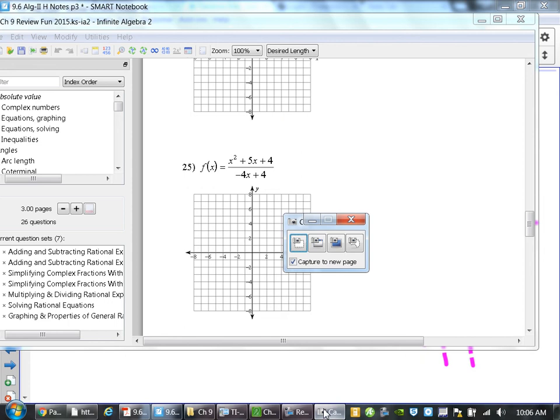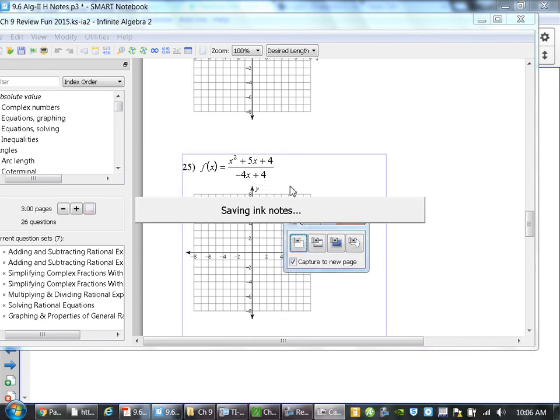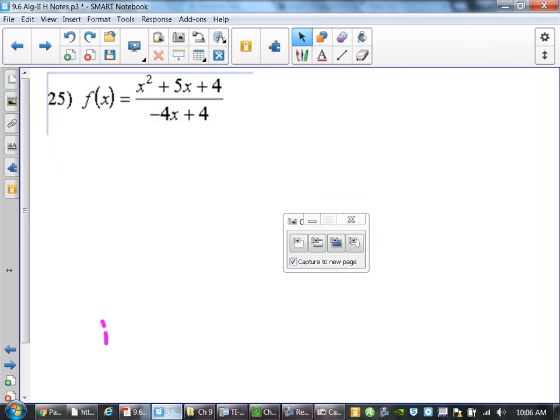Here, we'll look at this one. This one's got a slant. Slant. What times what's 4 you add together to get 5? 4 and 1. So that means I have x-intercepts at -4, -1. Set the denominator equal to 0, and that gives me my vertical asymptote at 1.